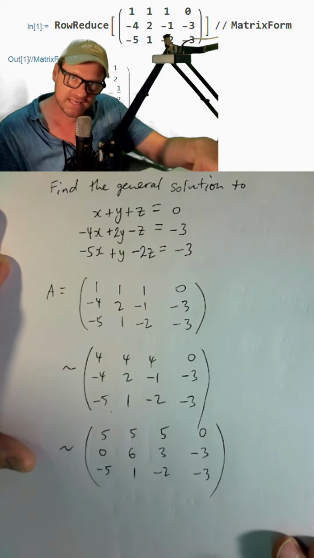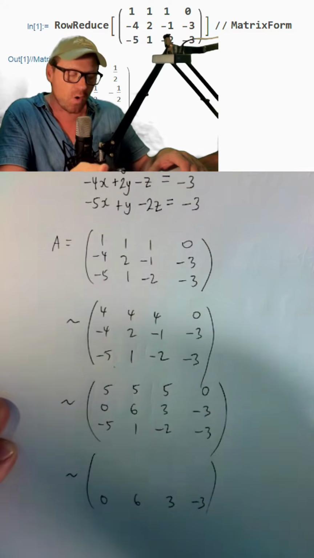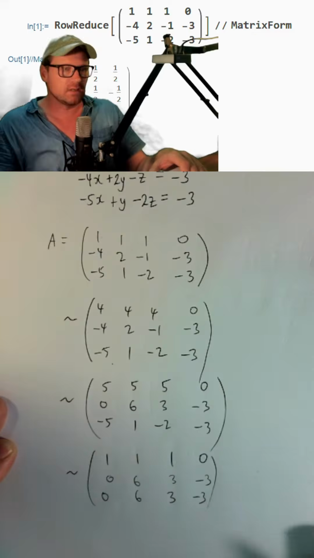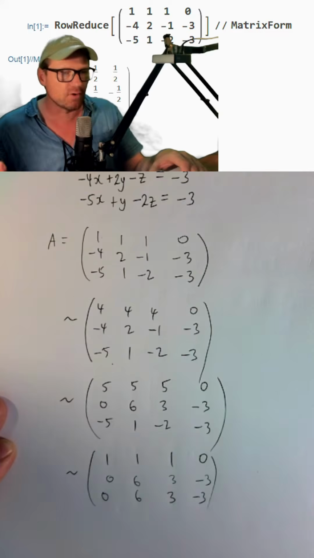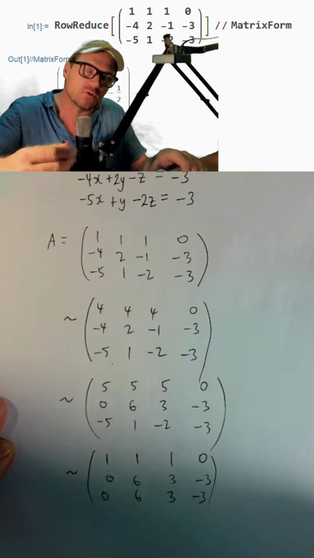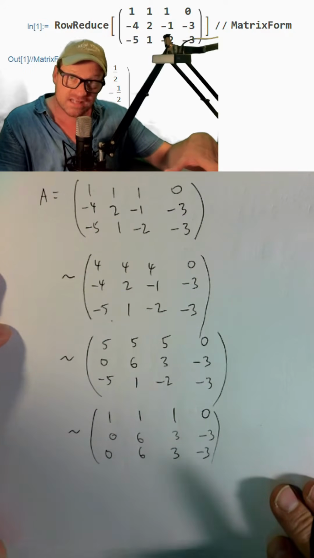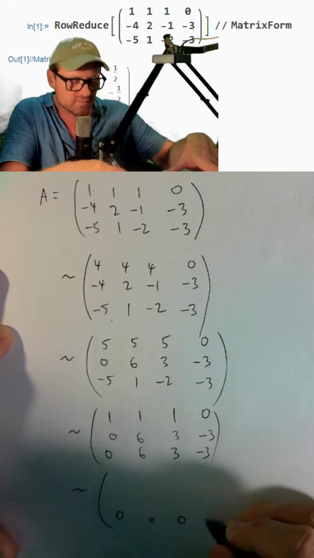Okay, now let's replace row 3 with row 1 plus row 3. And let's replace row 1 with 1/5 of row 1. Now you can see that row 2 and row 3 are identical, so we can replace row 3 with the difference of row 2 and row 3, and replace row 2 with 1/6 of row 2. We have a row of zeros here.